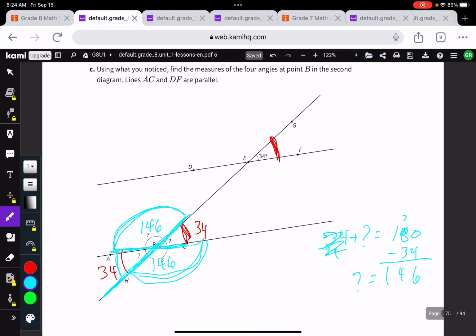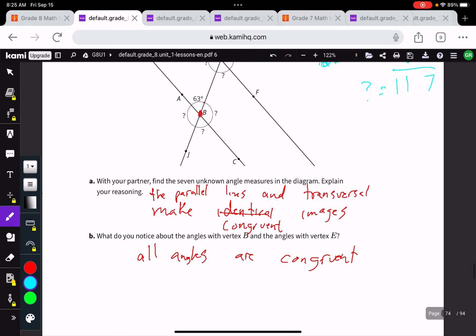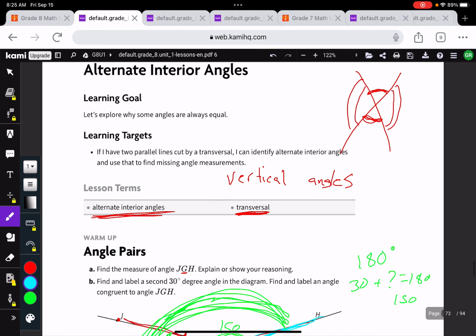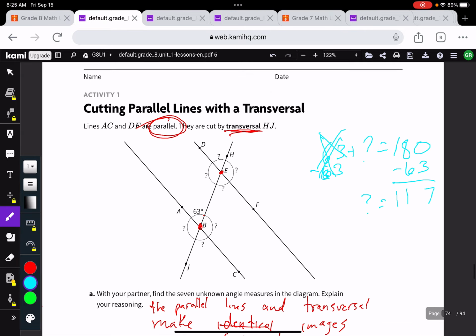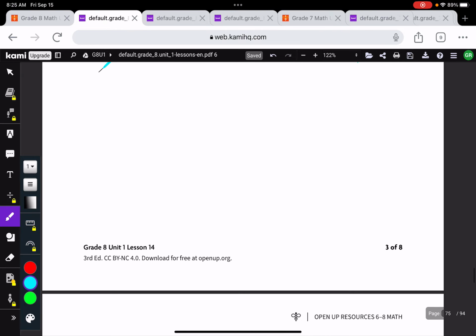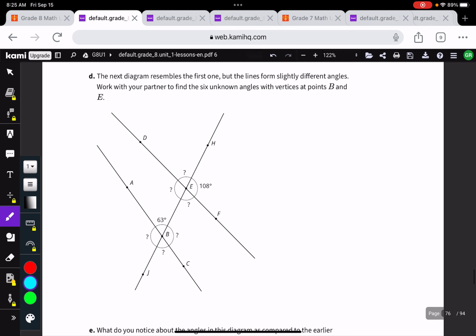And there you have it, guys. I guess we haven't gotten into this main term here, alternate interior angles, but you kind of have been doing alternate interior angles without noticing it. We'll do that in just a second, I think.